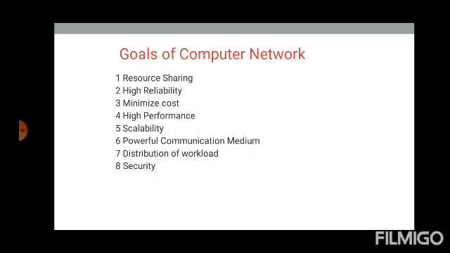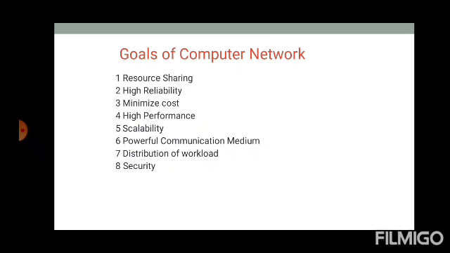Then second is high reliability. Network provides high reliability by having alternative sources of data. For example, all files could be replicated on more than one machine. So, if one of them is unavailable due to hardware failure or any other reason, then other copies can be used as a source of data.